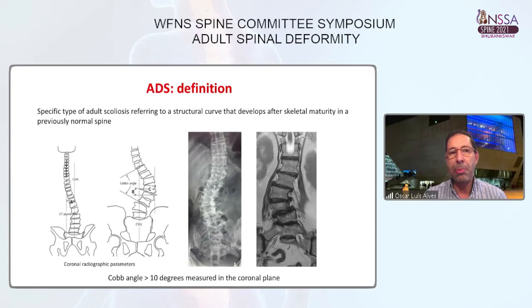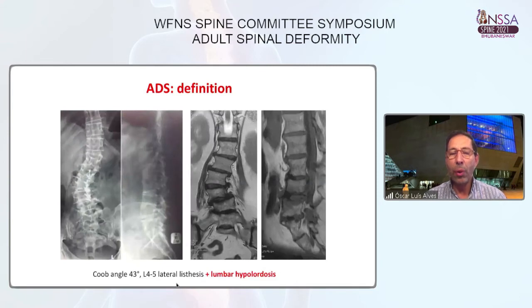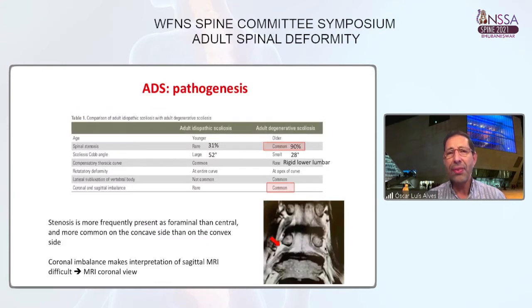ADS is a specific type of adult scoliosis referring to a structural curve that develops after skeletal maturity in a previously normal spine, which we consider a Cobb angle higher than 10 degrees measured in the coronal plane. But if you look from lateral, from a different perspective, you will discover that most of those patients have not only scoliosis, like here, 42 degrees, but also, as you can see here, lumbar hyperlordosis. And it's very important to differentiate adult idiopathic scoliosis from adult degenerative scoliosis.